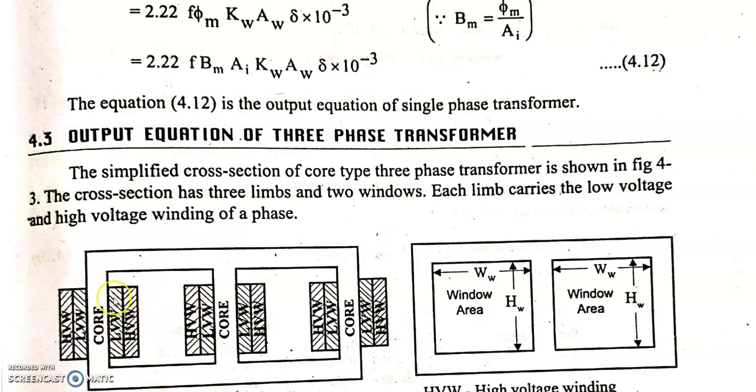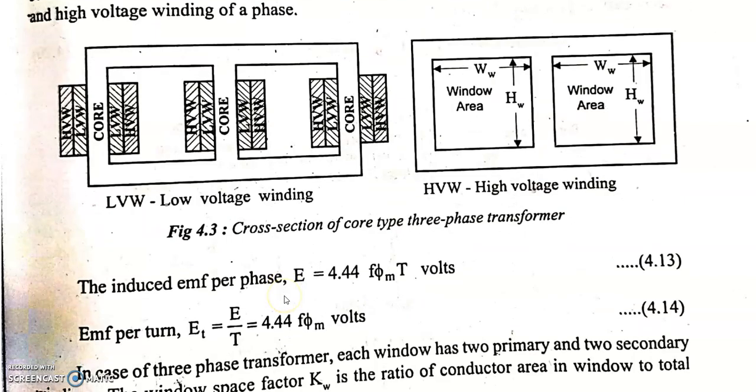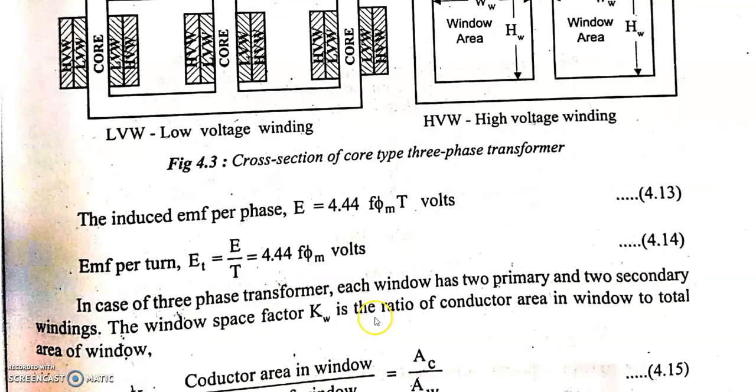In a single phase transformer, this will be the window area available, and this is the copper area occupied in this window. If it is a three phase transformer, this copper area will be 2 times that of the single phase transformer. So you can understand these 2 points; just keep them in mind. Finally we will be verifying that concept. Now we are going to derive the kVA output equation for a three phase transformer.